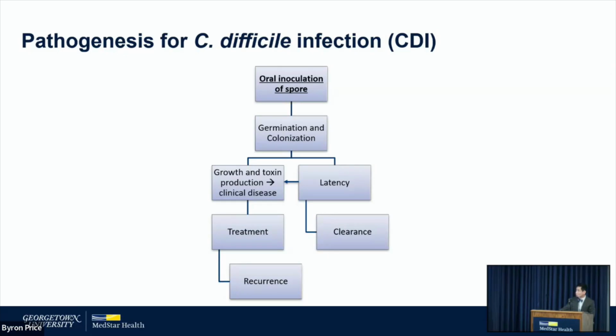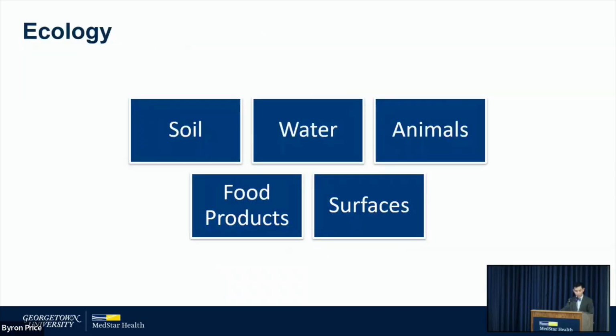So first and foremost, oral inoculation of spores. One key thing about C. diff is that it's ubiquitous in our environment. Everyone in this room at some point in their life was colonized with C. diff. It is found and widely distributed in both the toxigenic and non-toxigenic strains in soil, water, animals, food products, and surfaces. It's found in water, and there have even been cases of contamination in tap water supplies.